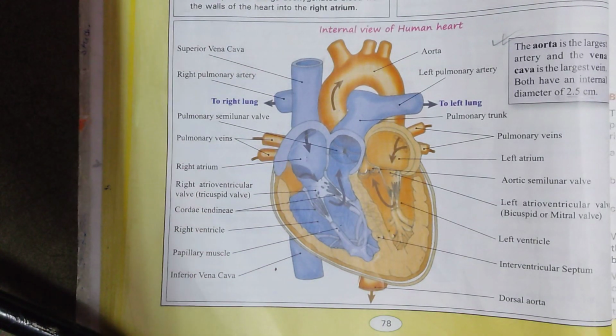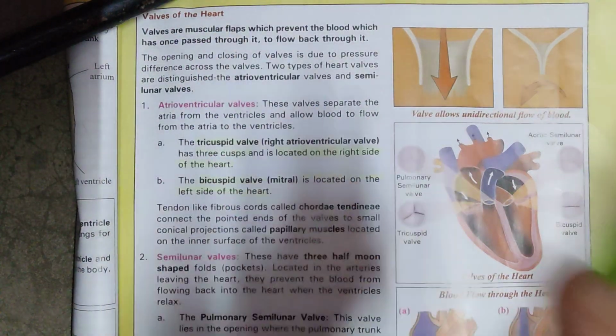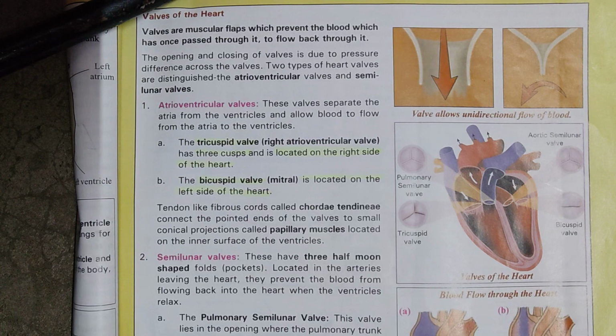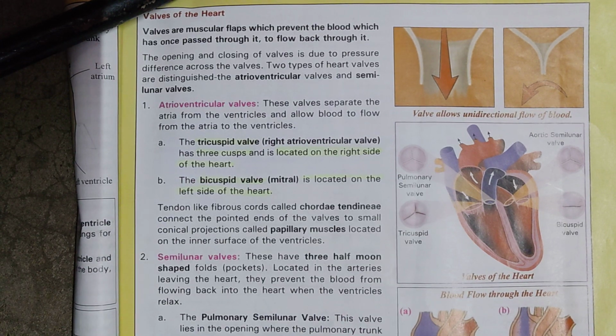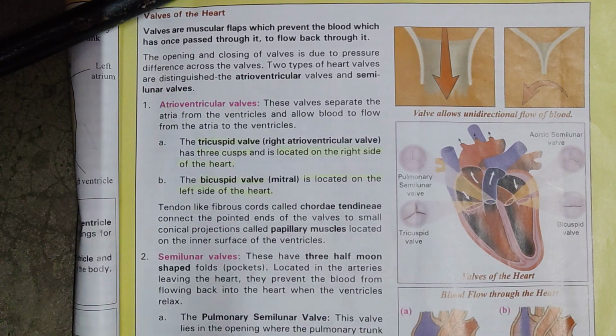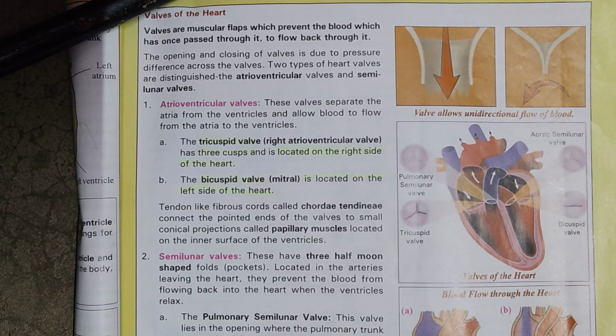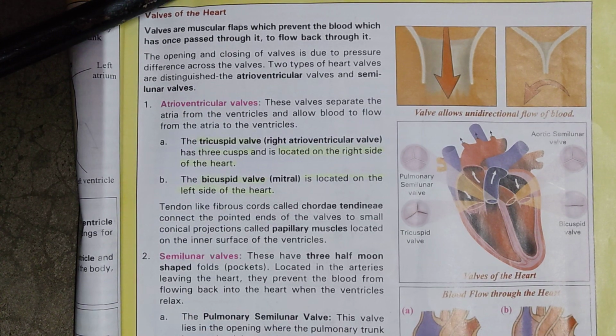Next we are moving on to the next page. Here we are starting with the valves of the heart. Already we know the work of these valves. The valves are important for the prevention of backflow of blood. Why is there a need to prevent backflow? Because if the blood flows back to the place it came from, there will be a mixture; the deoxygenated and oxygenated blood will get mixed up.